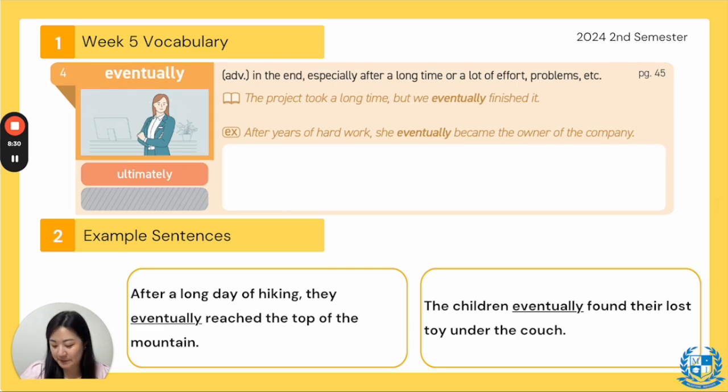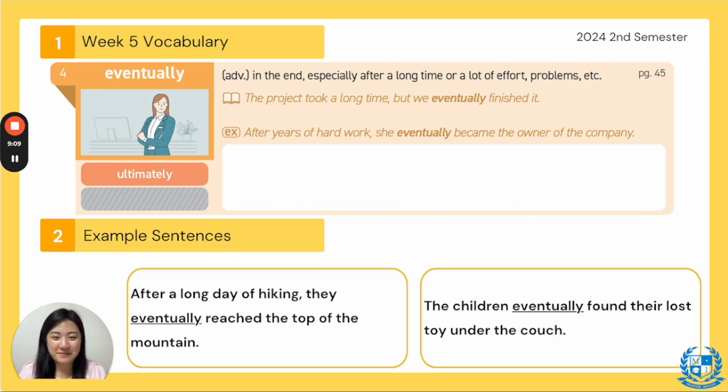Next one, everybody repeat after me and say eventually. Eventually. The synonym is ultimately, and it is an adverb. It means in the end, especially after a long time or a lot of effort, problems, or other hardships, etc. So it means in the end, after all this time. In our TED Talks, it says, the project took a long time, but we eventually finished it. So even though it took a really long time, in the end, we were able to finish.